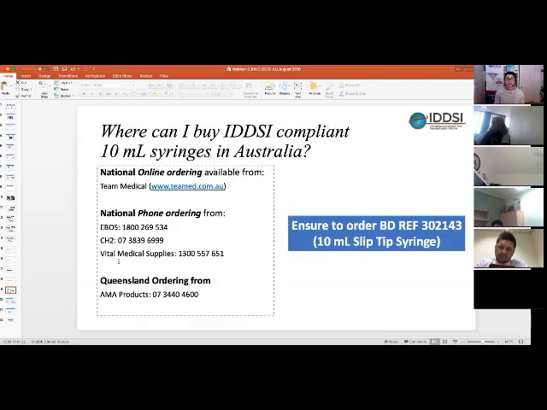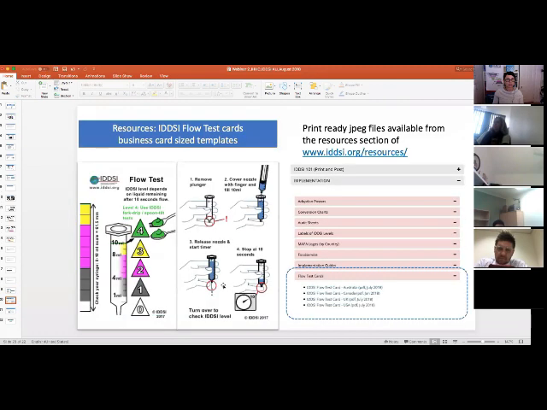The other question I'm being asked is where I can buy IDDSI compliant 10 ml syringes in Australia. So again, I've got the BD reference that is specific to Australia, because we know that different regions of the world have different BD reference codes. I've had advice from BD here in Australia that national online ordering is available through Team Medical. You can also phone order to these 3 companies here, EBOS, CH2 and Vital Medical Supplies, and they ship Australia-wide. And then AMA products, you can certainly order from Queensland for that.